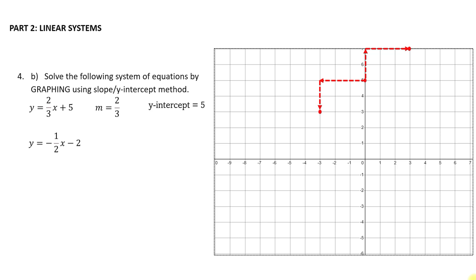We have enough coordinates there to draw an accurate line running through those 3 coordinates. So there's our first graph.